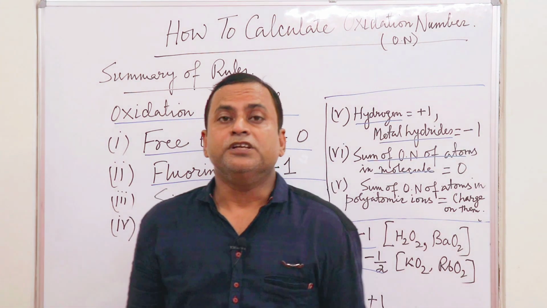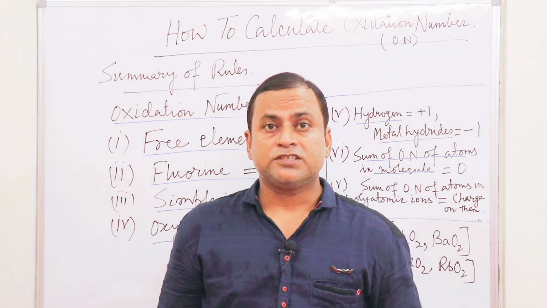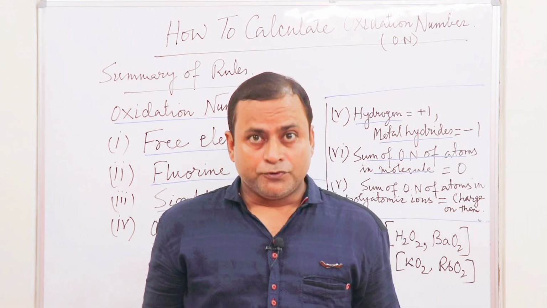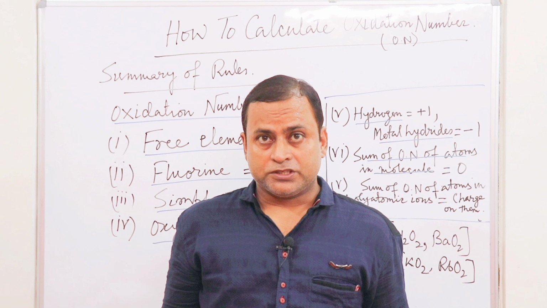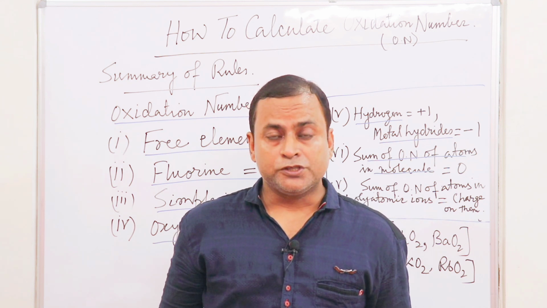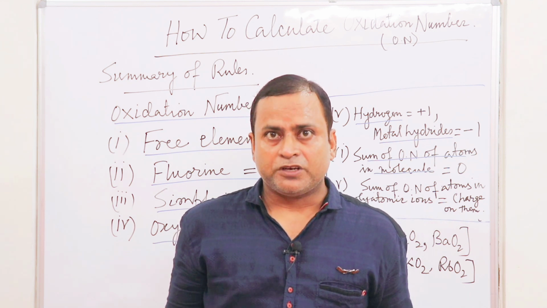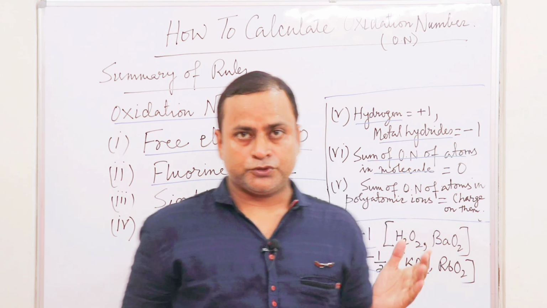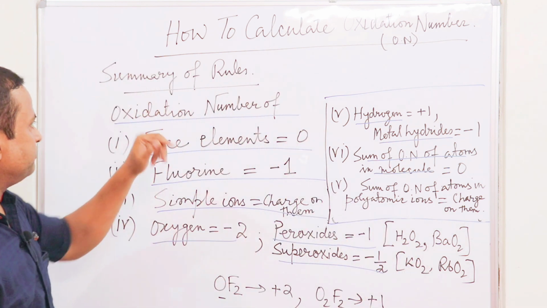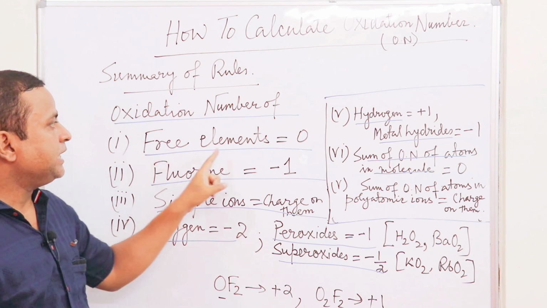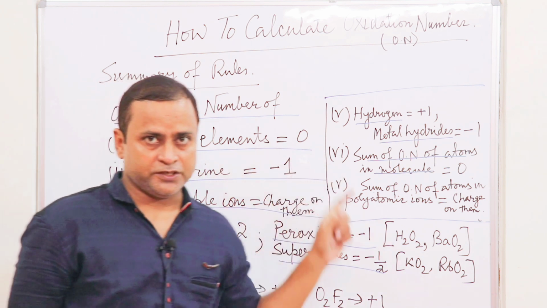In today's video, we will learn how to calculate the oxidation number. Before we know the steps to calculate oxidation number, there are certain rules which we ought to remember or memorize. So I have made a summary of those rules. These rules are, please remember, oxidation number of free elements will always be taken as 0.